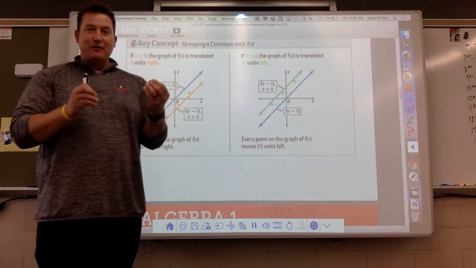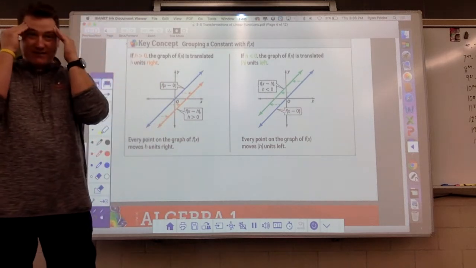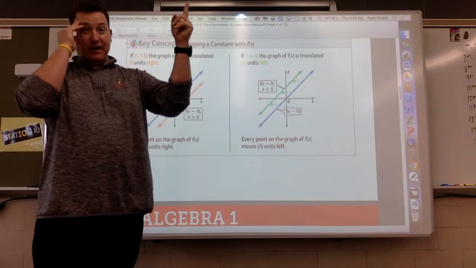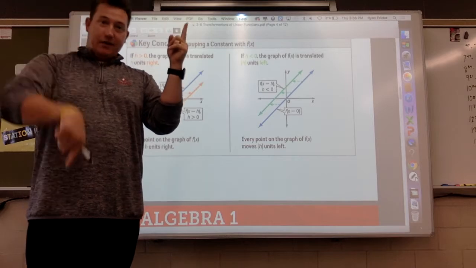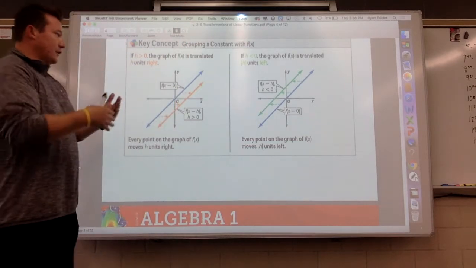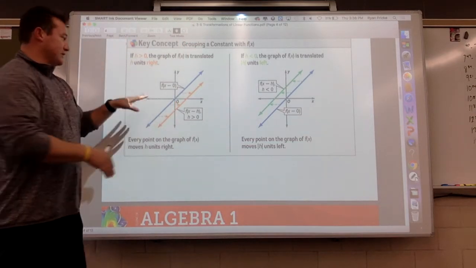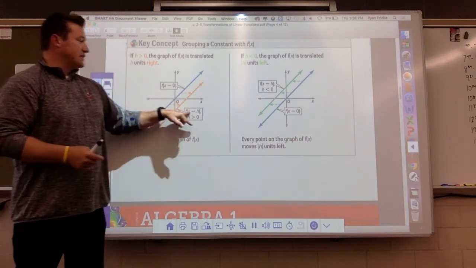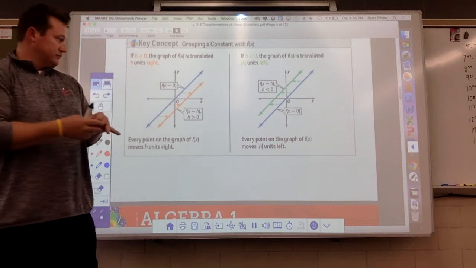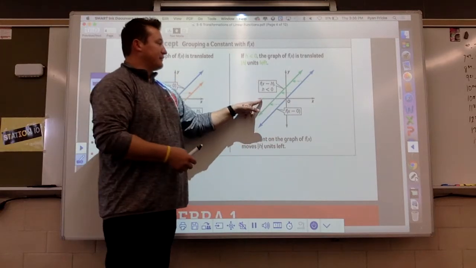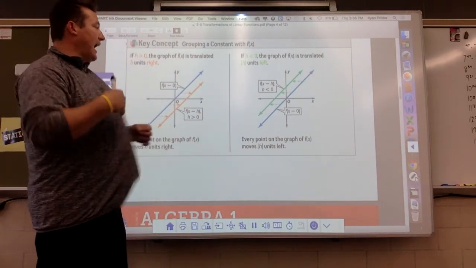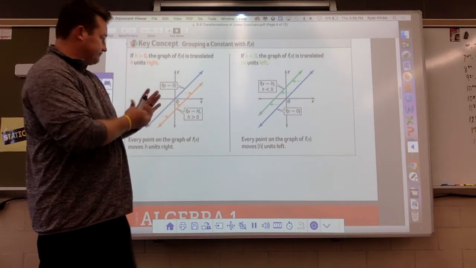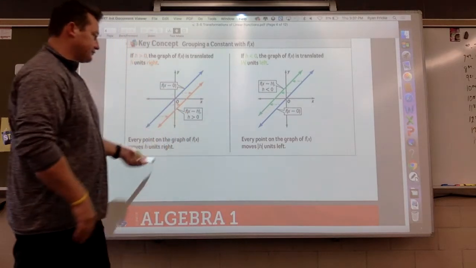Unfortunately, left and right moves are counterintuitive to what our brains think. Just like we saw +8, we went up. We saw -8, we go down. Here it's going to be backwards, okay? So we will move to the right if we see subtracting a number. We will move left if we see adding a number, okay? Let's see how this works.